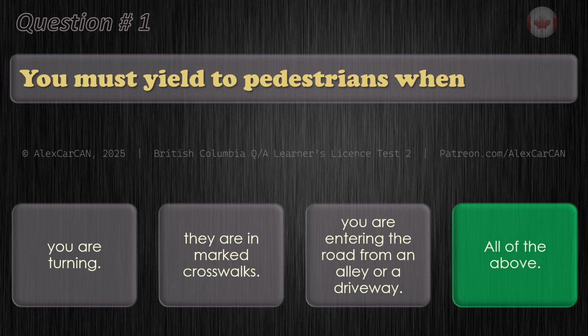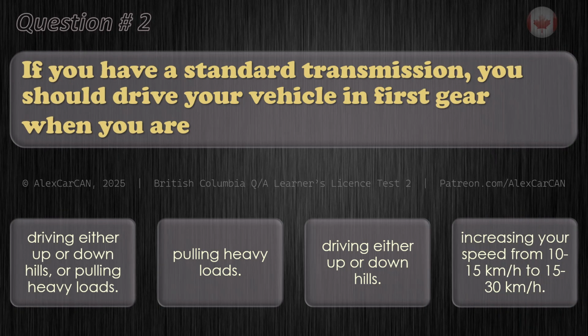The correct answer is all of the above. Question number 2. If you have a standard transmission, you should drive your vehicle in first gear when you are driving either up or down hills, or pulling heavy loads. Pulling heavy loads. Driving either up or down hills. Increasing your speed from 10 to 15 km per hour to 15 to 30 km per hour. The correct answer is driving either up or down hills, or pulling heavy loads.